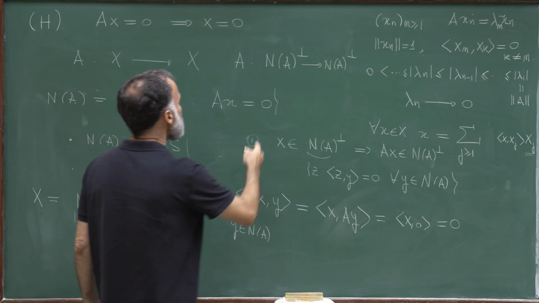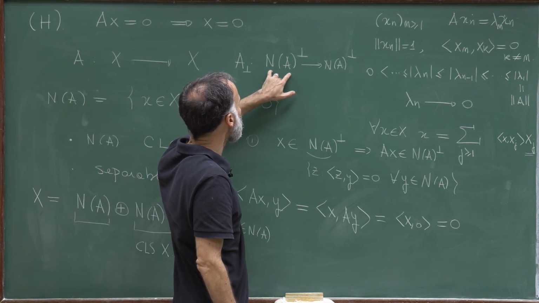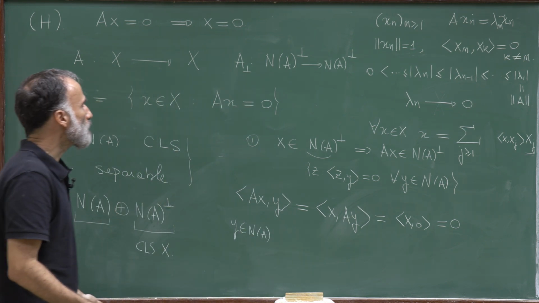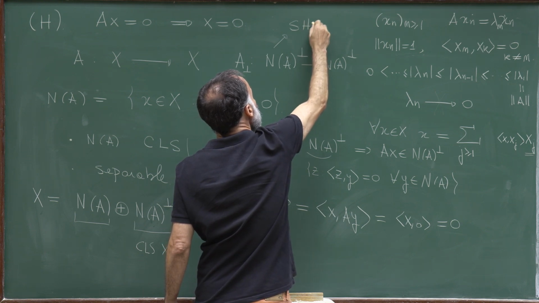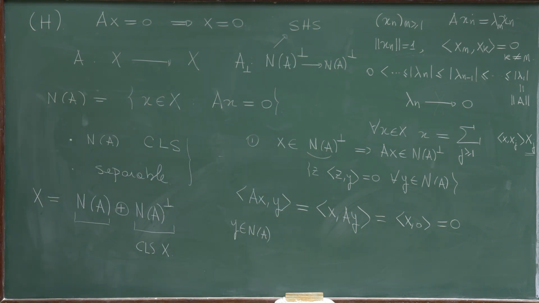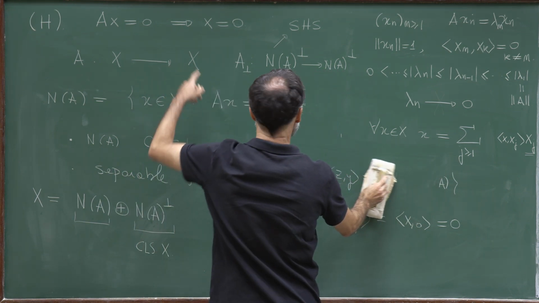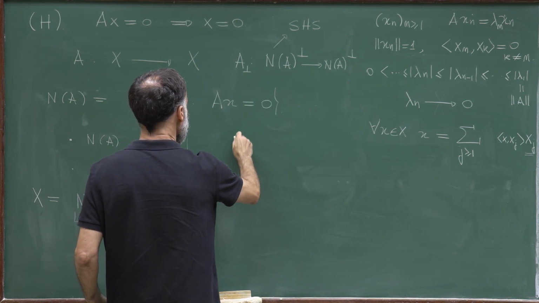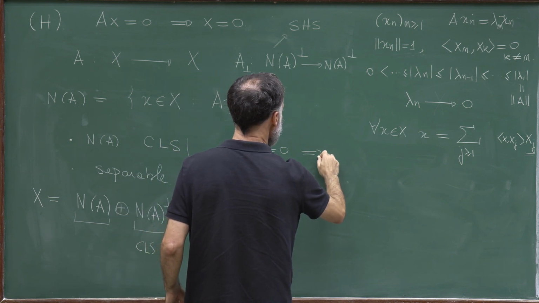So let me call its restriction A perp. A perp is a new operator from NA perp to NA perp, which is the restriction of A to this space. NA perp is a Hilbert space, that's obvious. It's separable because it's a subspace of X, and X is separable. And now what I claim is that the assumption holds for the restriction. So what I claim is that A perp X equal to 0 implies that X equal to 0.